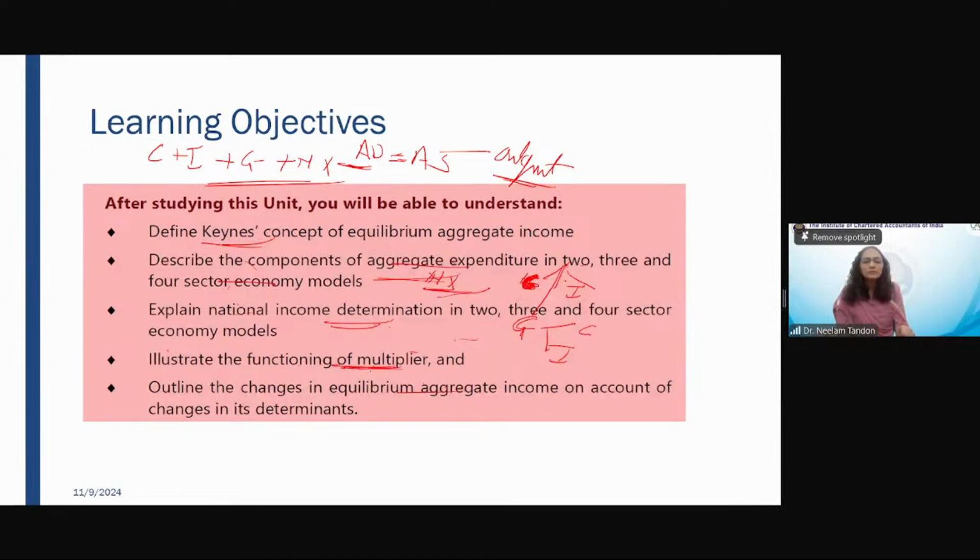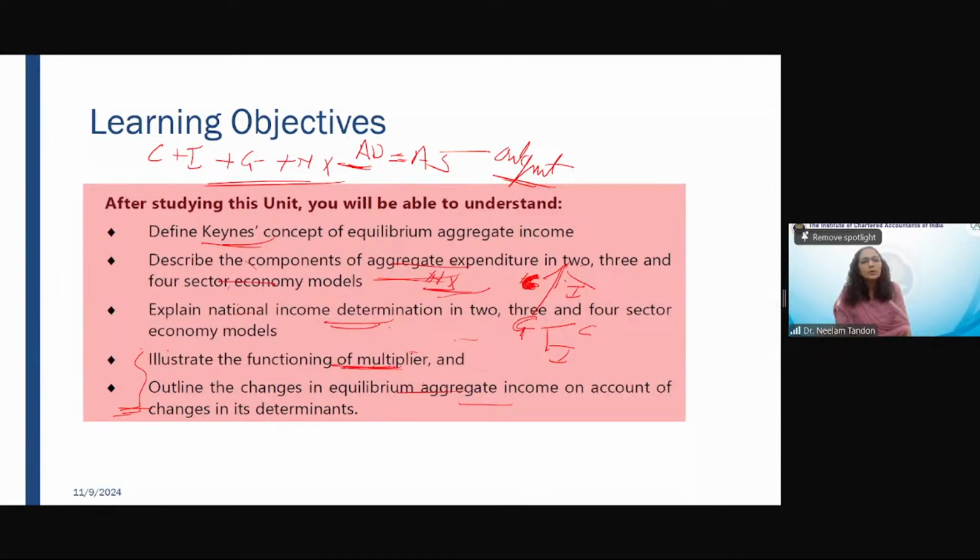And then what is the concept of multiplier? Multiplier means which multiplies. So the consumption multiplier and investment multiplier we will be sharing. And then the aggregate demand, aggregate income. What are the determinants of aggregate income? So this will be shared in the next session.